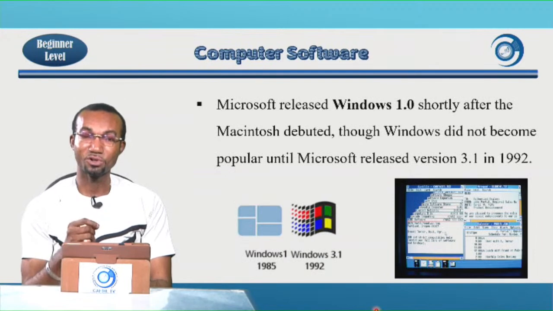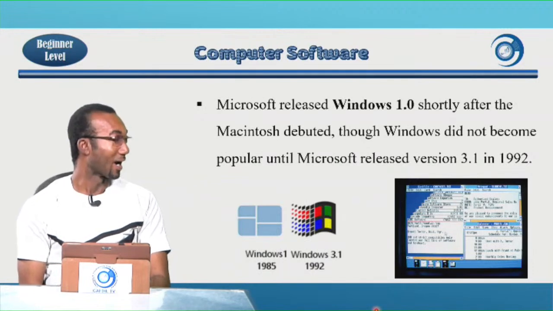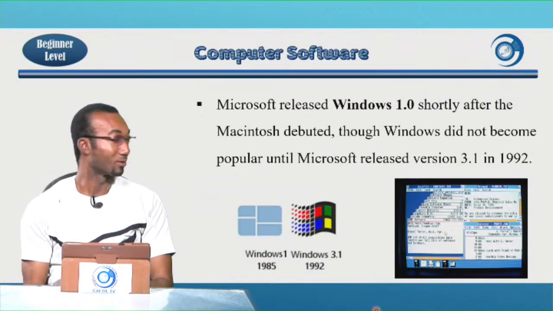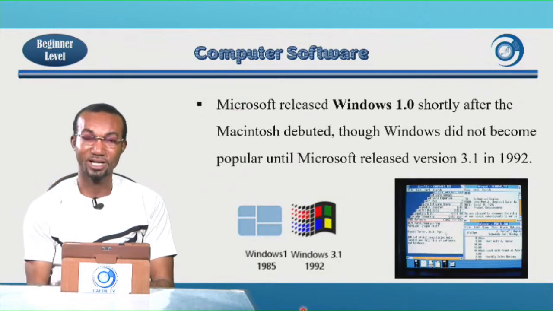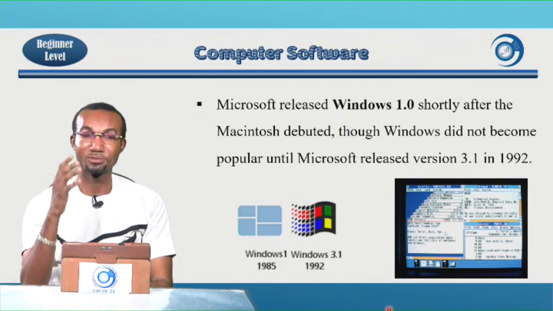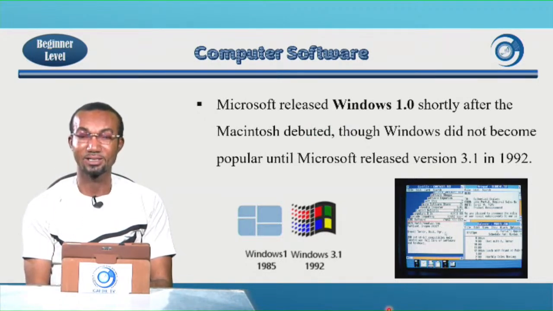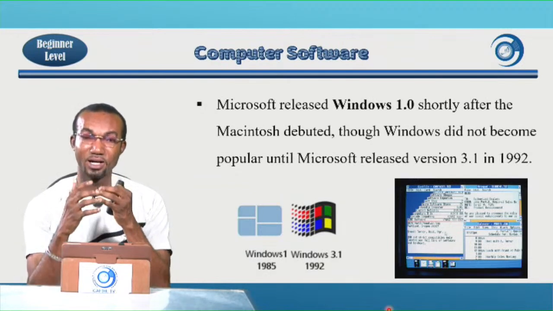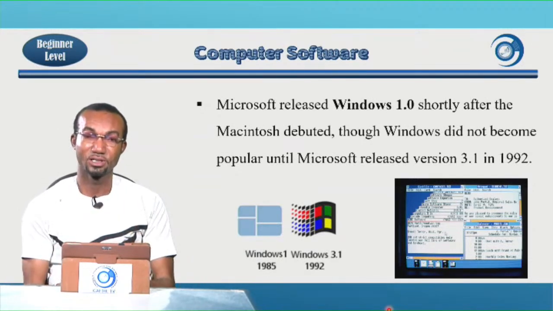So Apple brought the first operating system that uses pictures and icons for you to interact with the computer in 1984. Then Microsoft also released Windows 1.0 shortly after Apple debuted. When we talk about debuted, we are talking about first public appearance. So when Apple introduced their Mac OS, Windows also brought Windows 1.1, even though Windows did not become popular until Microsoft brought version 3.1 in 1992.